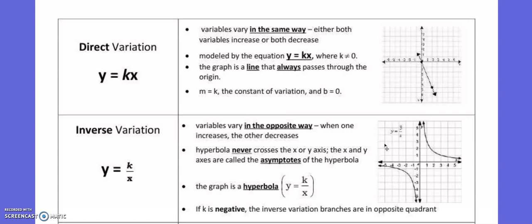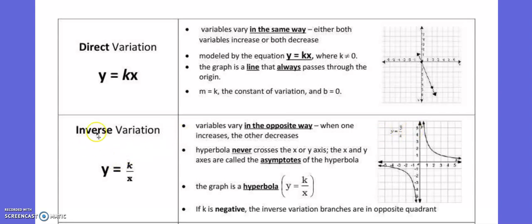The equation is in the form y equals kx. K is just another way to say slope. So if you have y equals a slope times x, that's a direct variation. The graph is a line that always passes through the origin. Your constant of variation is called k, which is just another representation of slope. There is no y-intercept in the formula of this equation because the y-intercept is at 0.